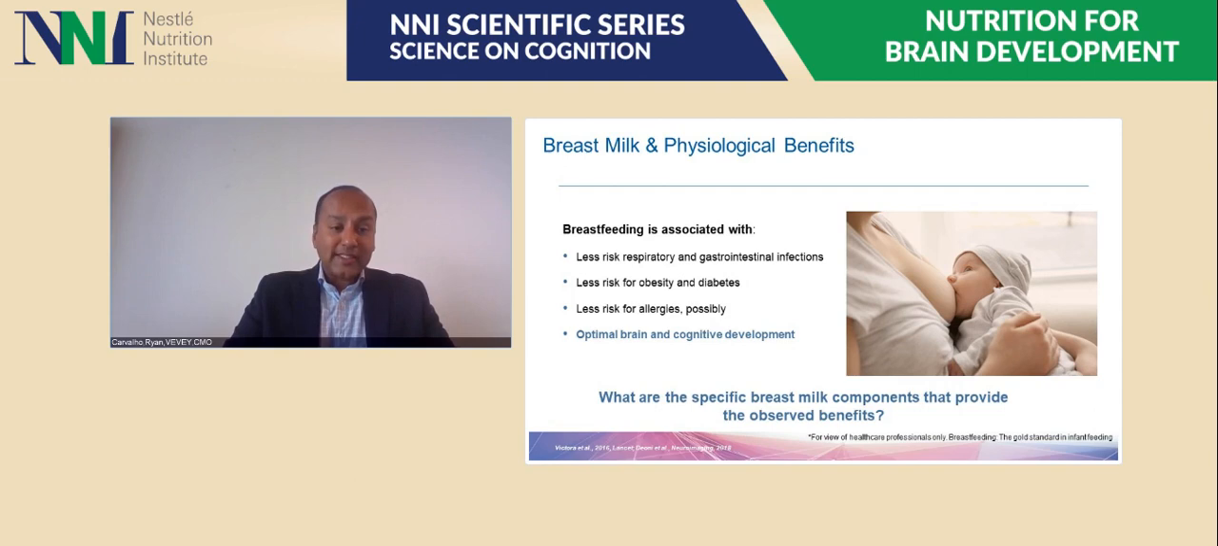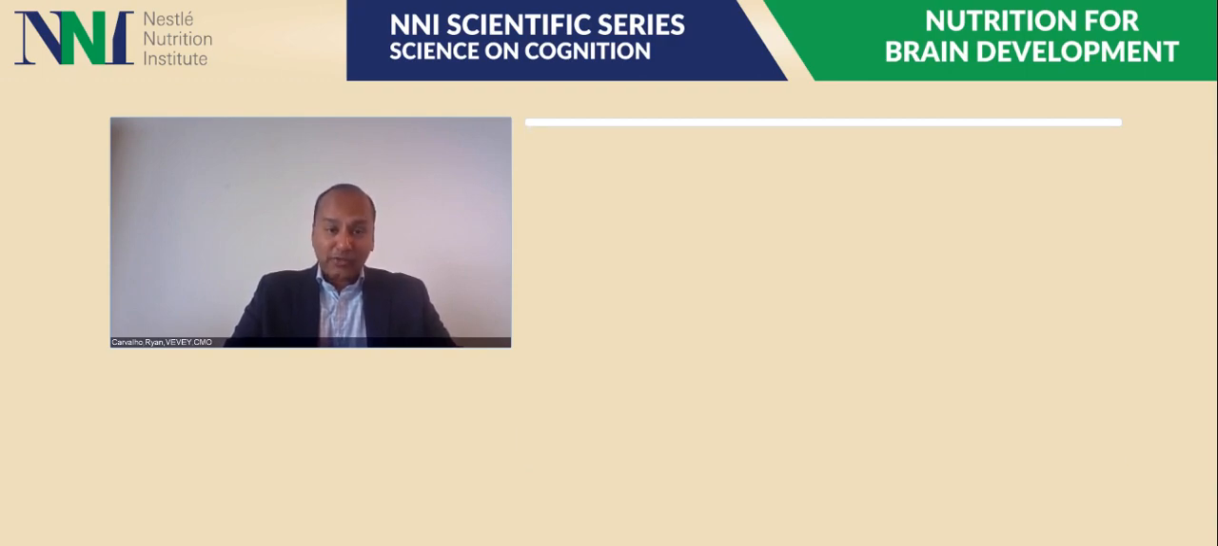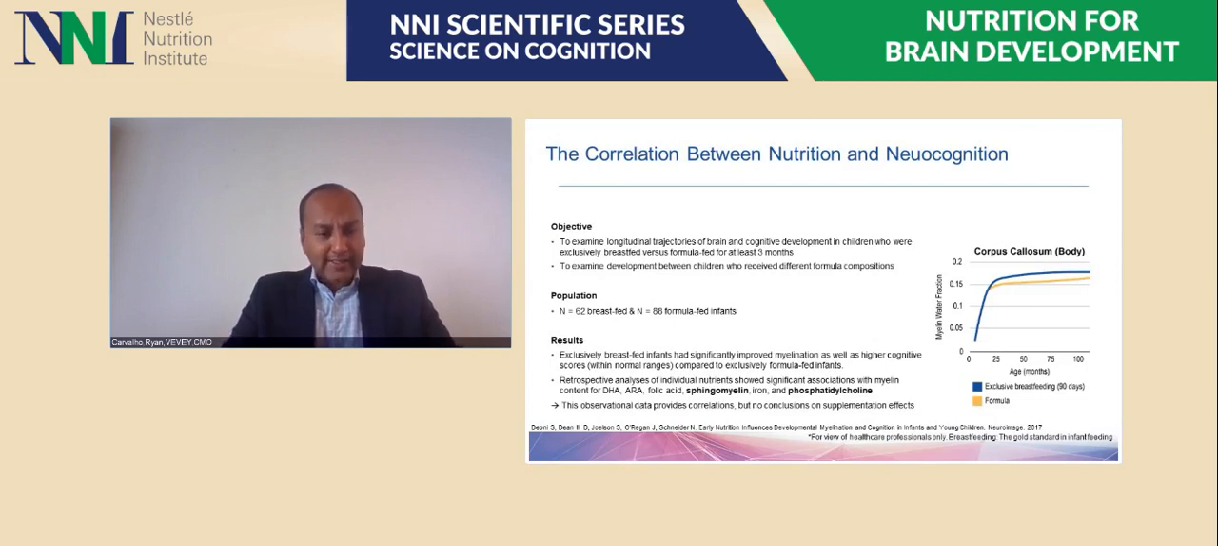We know they have less risk of certain conditions related to metabolic programming, be it overweight or diabetes. And there are differences in allergic and atopic diagnoses between children who are exclusively breastfed and children who are not. What we also do know is that optimal brain and cognitive development is significantly different in children who are breastfed, and desired as a great outcome for these children. So we take a look at this a little bit more to understand what are the specific breast milk components that provide these optimal brain and cognitive development in exclusively breastfed children.